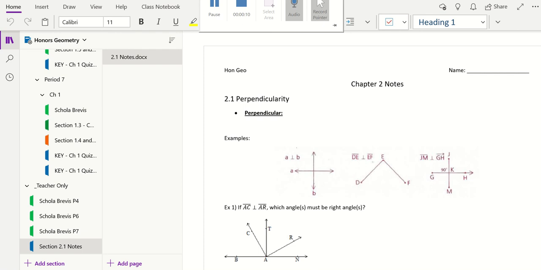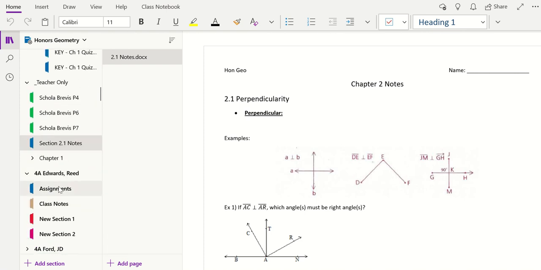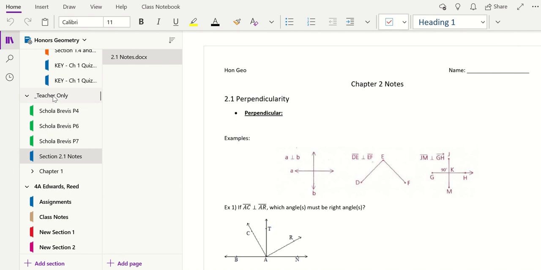But before we do, I want to show you what I did to my OneNote, and I recommend you do the same. We've got a lot of stuff from chapter 1, right? So here under the teacher only area, this is where I would keep all my documents that I would push out to all of you. But it was getting really bogged down.